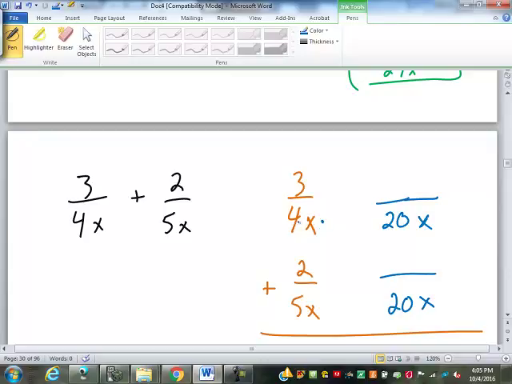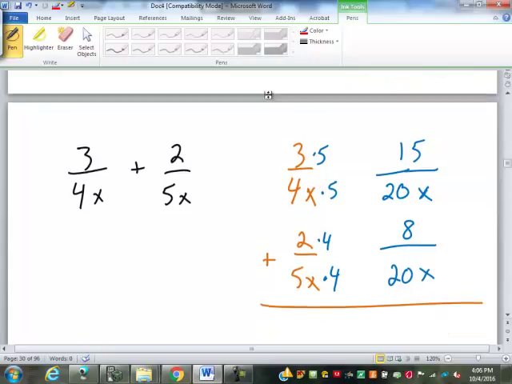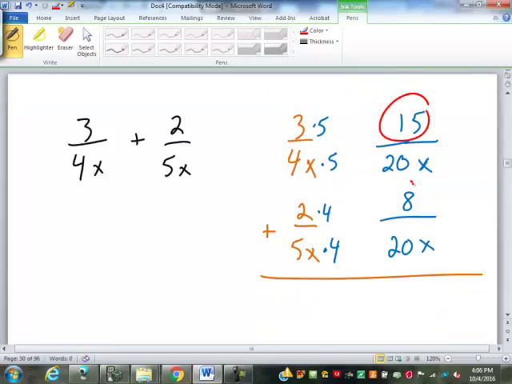4x had to be multiplied by, well, 4 times 5 is 20. I didn't have to change the x. It's just 5. So 3 times 5 is 15. What did 5x have to be multiplied by? 4. So 2 times 4 makes 8. So here I can combine the numerators. 15 plus 8 is just 23 over 20x.